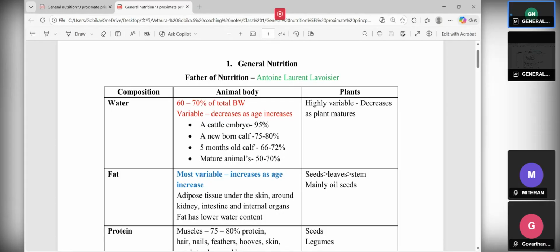First of all, we should know who the father of nutrition is. This is a previously asked question in some of the competitive exams. The father of nutrition is Anthony Laurent Lavoisier. This is an important question.